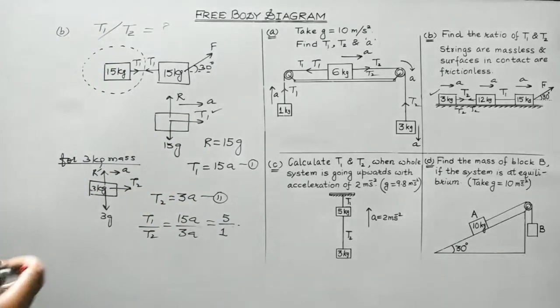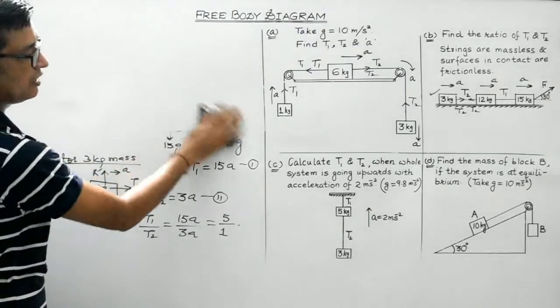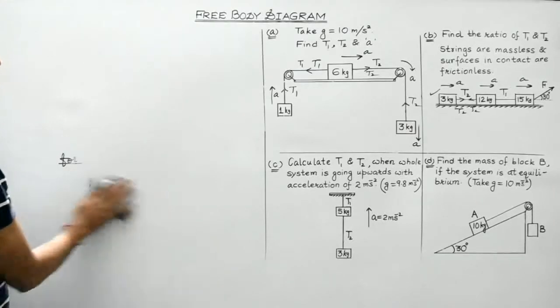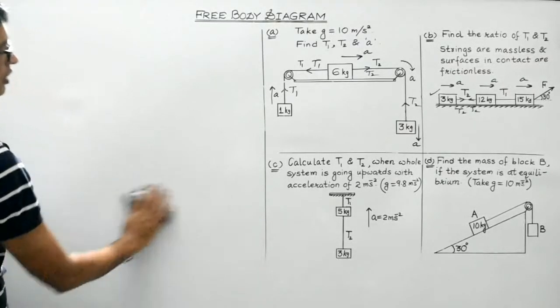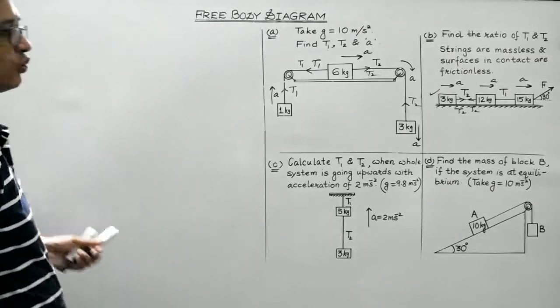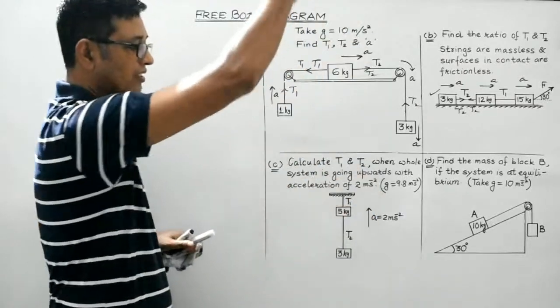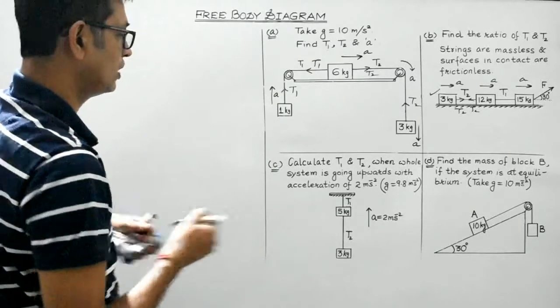Right? Okay, third question, students. Calculate T1 and T2. T1 and T2 are the tensions when the whole system is going upwards with an acceleration of 2 meters per second square, right? This is fixed, and the entire system is being accelerated in the upward direction.